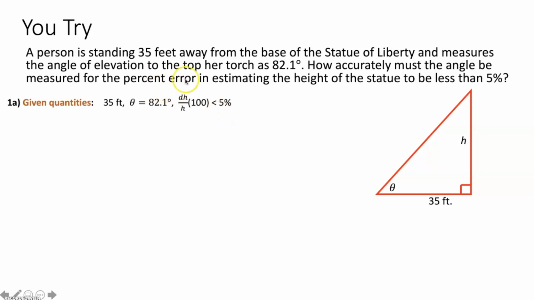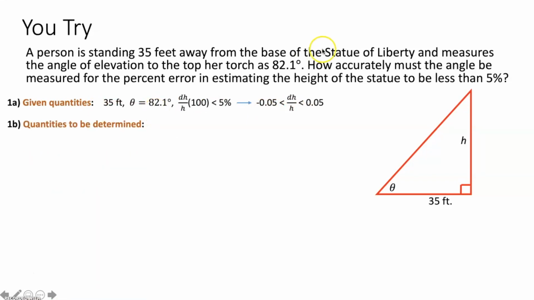Now remember, percent error is just relative error times 100. And relative error in estimating the height is dH over H. So that's why dH over H times 100 has to be less than 5%. Now, if I wanted to write this in terms of just the relative error, this is what the relative error needs to be between in order for the percent error in estimating the height with our given angle measure to be less than 5%. Now, we have stated all of our given quantities. What are we trying to determine?